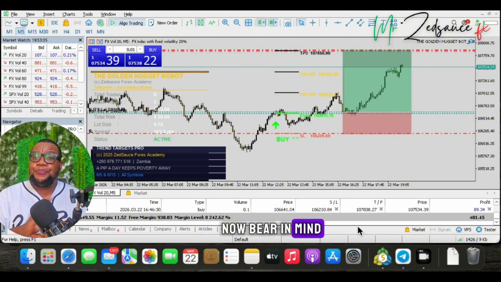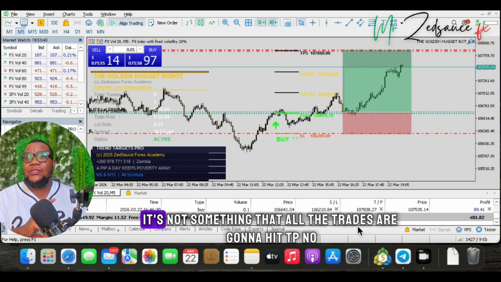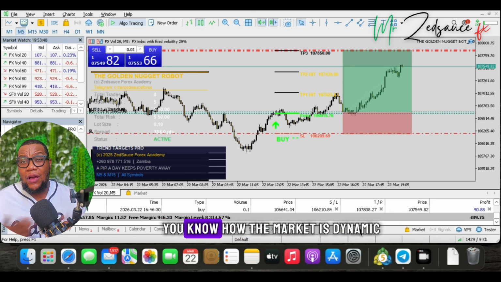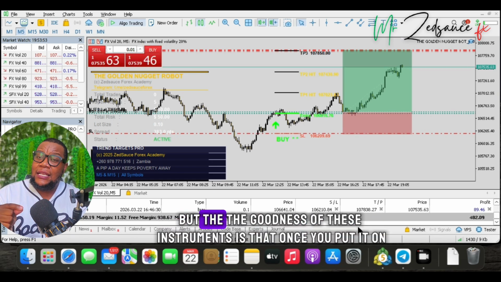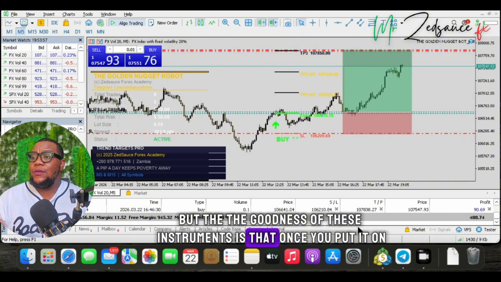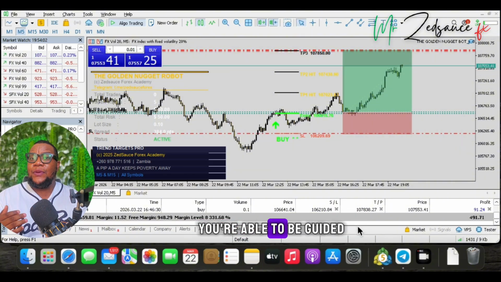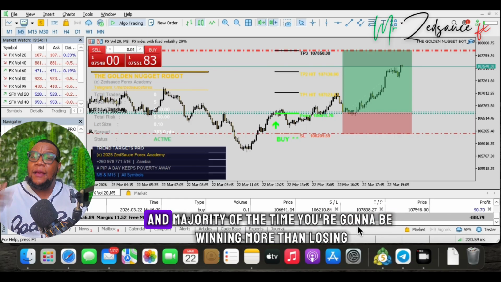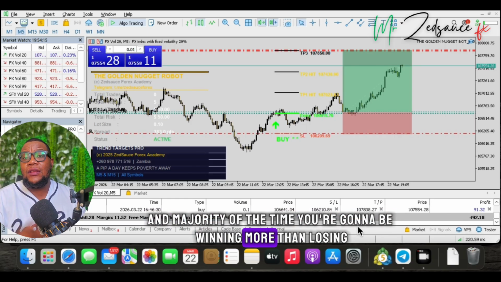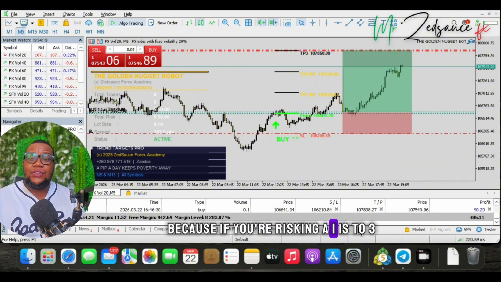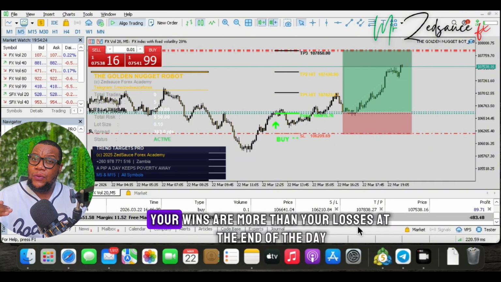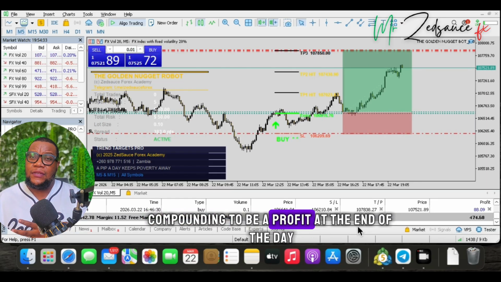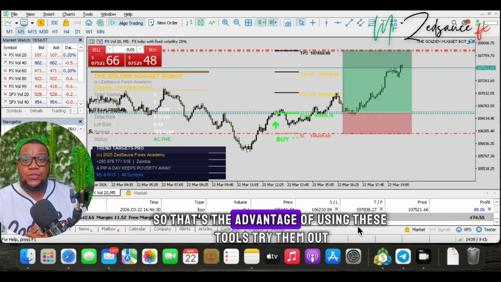Now, bear in mind, this is not a holy grail. It's not something where all the trades are going to hit TP. No, some trades might hit stop loss. You know how the market is dynamic. But the goodness of these instruments is that once you put it on, you're able to be guided. You won't lose more than what you have in your account. Okay, and majority of the time you're going to be winning more than losing, because if you're risking a 1:3, most of the time your wins are more than your losses, compounding to be a profit at the end of the day. That's the advantage of using these tools.